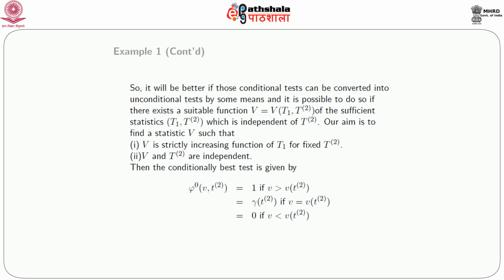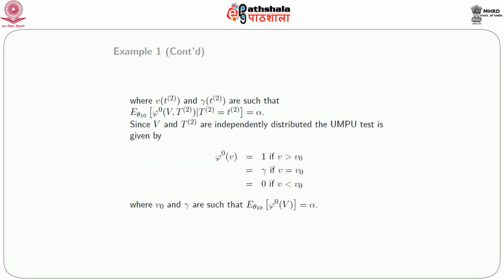Then the conditional Bayes test is given by phi naught (v, t2) equals 1 if v is greater than some v(t2), equals gamma if v equals v(t2), and equals 0 if v is less than v(t2), where v(t2) and gamma are such that the expectation under theta 1 naught of phi naught given t2 is equal to alpha.